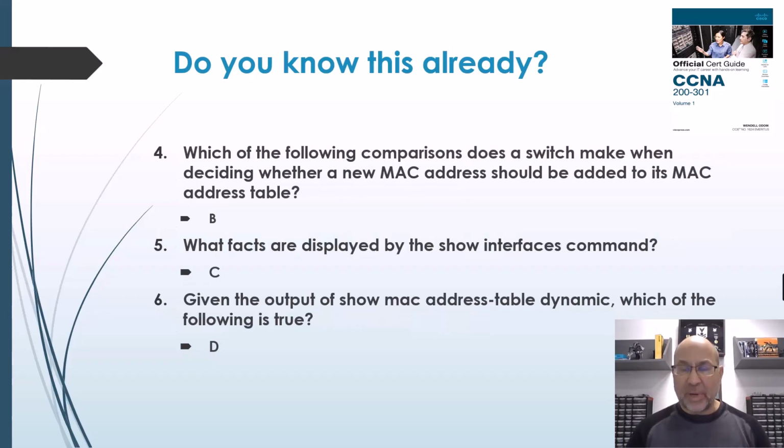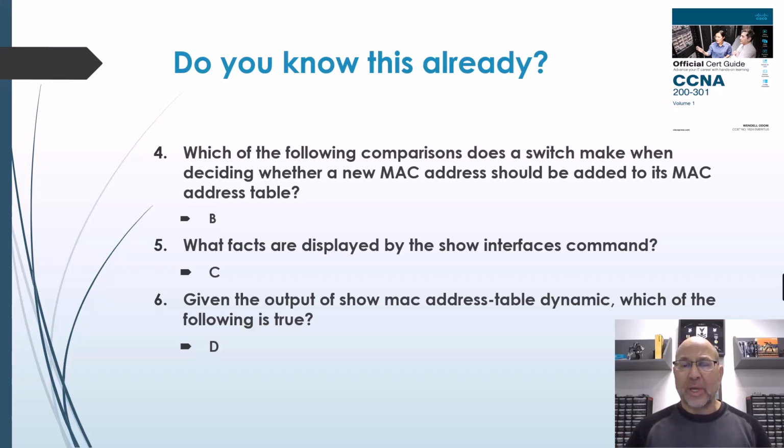Which of the following comparisons does a switch make when deciding whether a new MAC address should be added to its MAC address table? Okay. So we have to remember a couple things. One is that it's a source MAC address table. So I don't care about destination MAC addresses at this point. If I'm going to stick something in my table, I want to know that this was in the source MAC address. That is, it came from a particular node. And then the other thing is whether or not I know it already. And so that's really the big deal there.